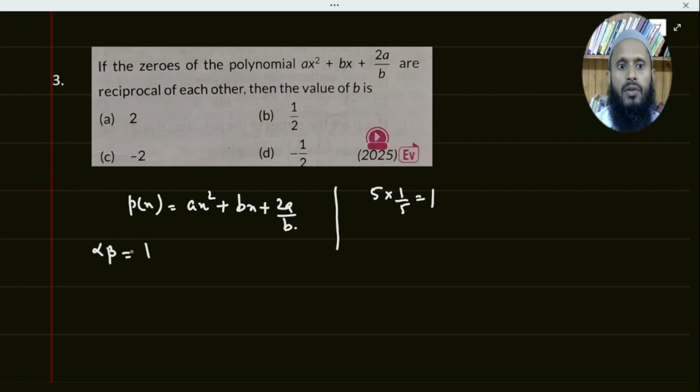They are saying one zero is the reciprocal of the other. But from the equation, we know alpha beta to be constant divided by coefficient of x square, which in our case will be 2a by b divided by coefficient of x square, a. So this must be equal to 1, since the zeros are reciprocals of each other. Now 2a by b divided by a, this a and this a will get cancelled, and we will get 2 by b equal to 1. And from here, if we cross multiply, we will get b equal to 2. So option A will be our correct answer.